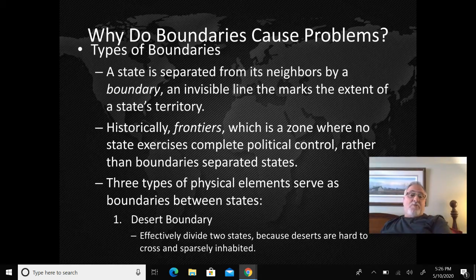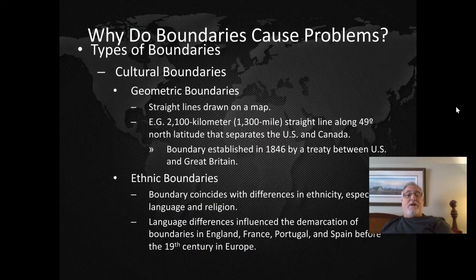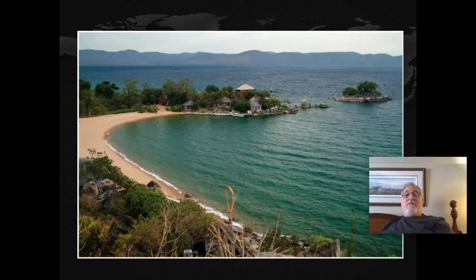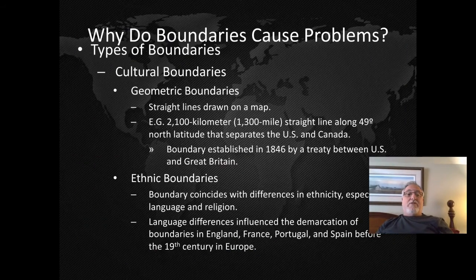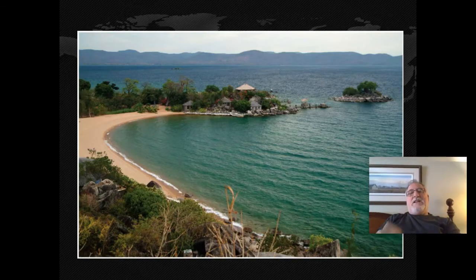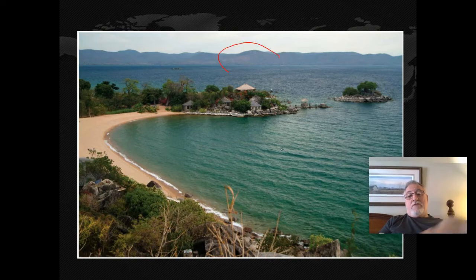And then there are physical boundaries, and there are three types of physical boundaries, and they all seem commonsensical. One, a desert is an excellent tool for dividing states because it's hard to live there and it's difficult to cross. So deserts are a physical boundary. This is a lake. This is a lovely physical boundary. This is dividing Malawi and another African country that escapes my mind at the moment. Here's one state, and here's another state. That's pretty cool.